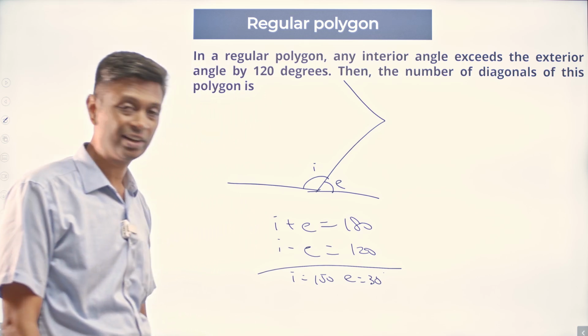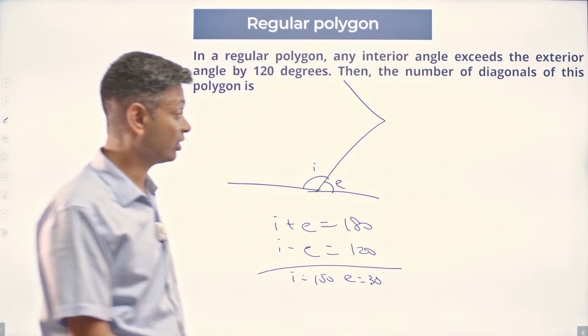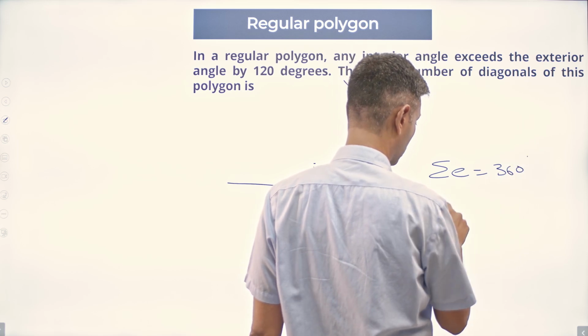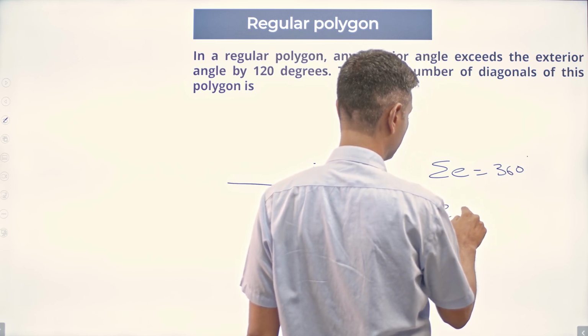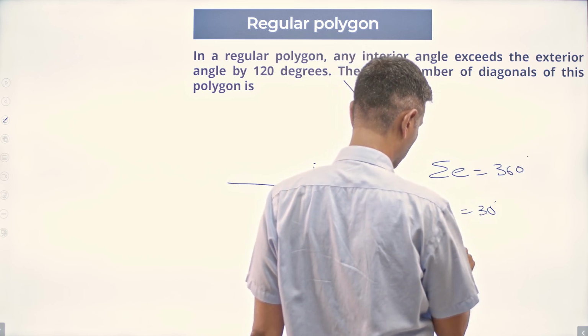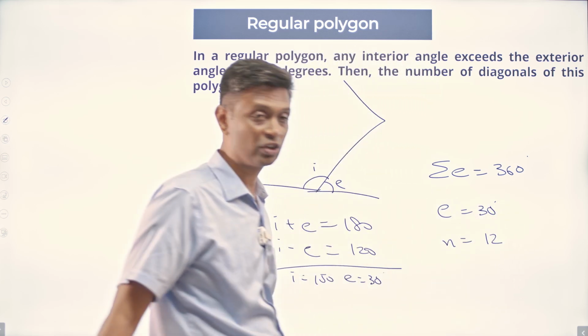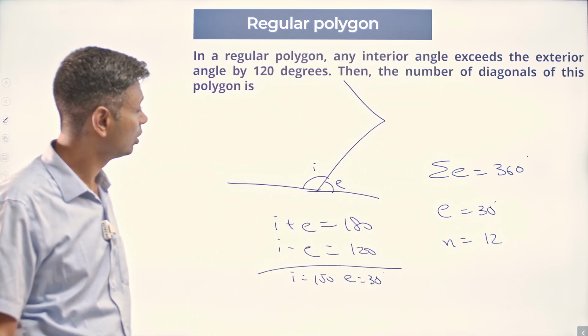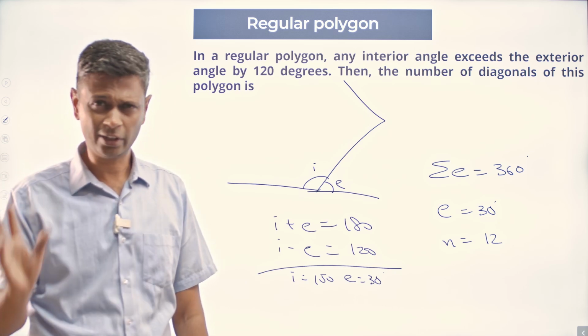A regular polygon, exterior angle is 30, sum of all exterior angles is 360 degrees. All exterior angles are equal, so each exterior angle is 30 degrees. So the number of sides is 12, 360 by 30. So it's a 12-sided regular polygon. Dodecagon, I think, I'm not sure about that.